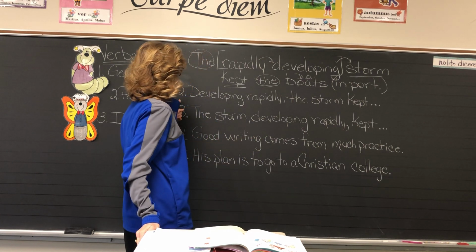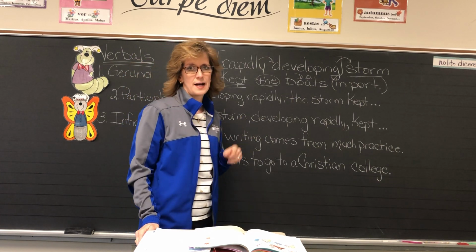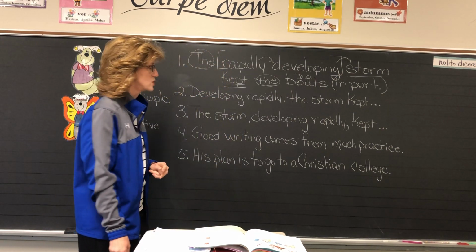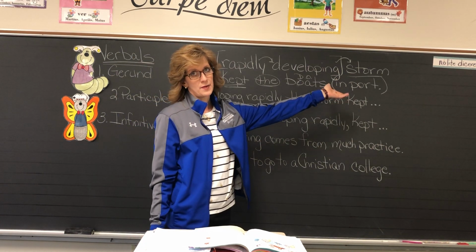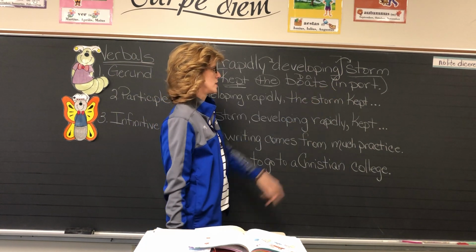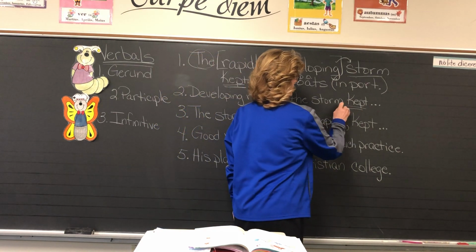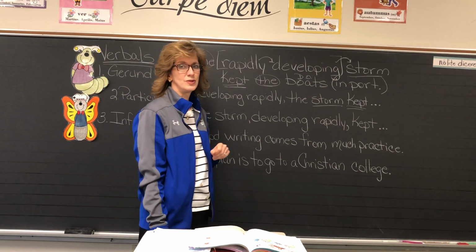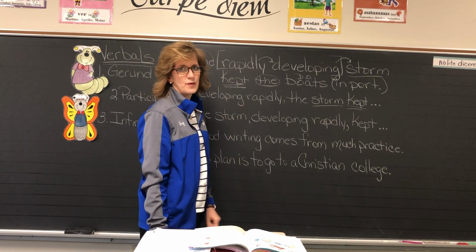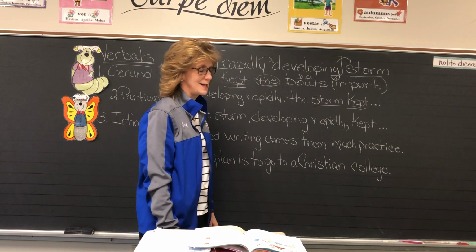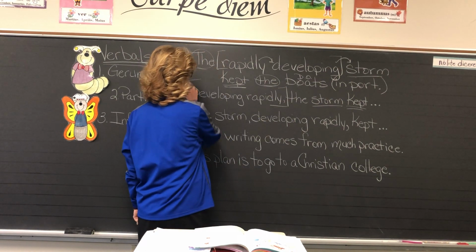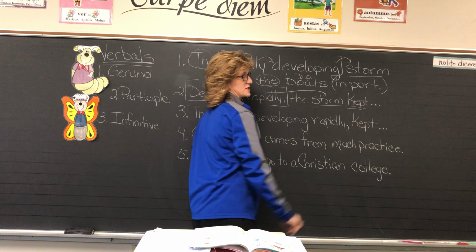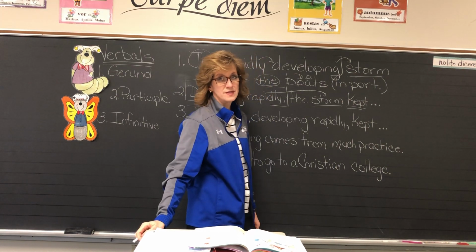Now, the next 2 are a little bit more of a setup like we've got in our book for the participles. Number 2, developing rapidly, the storm kept, and I didn't write out the whole sentence, so the storm kept the boats in port. All right, so here we've got our verb and our subject, and here is the participle in this sentence. You can move them around. In this case, we've got it set off by a comma because it's really not necessary. Developing rapidly, the storm kept the boats in port. So it's an adjective describing which storm, the one that's developing rapidly.